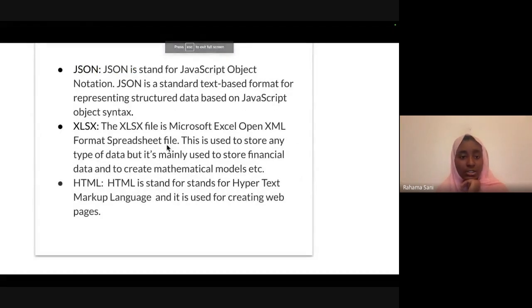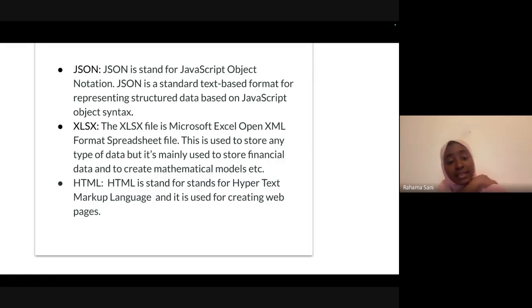Then next is JSON file. Sorry, there's a typo here. JSON stands for JavaScript Object Notation, and it is data that is based on JavaScript object syntax. I've never actually seen a JSON file myself, but it's something you could come across in your career as a data scientist.